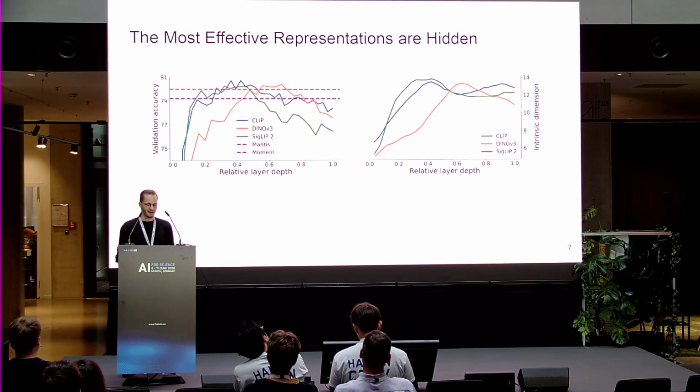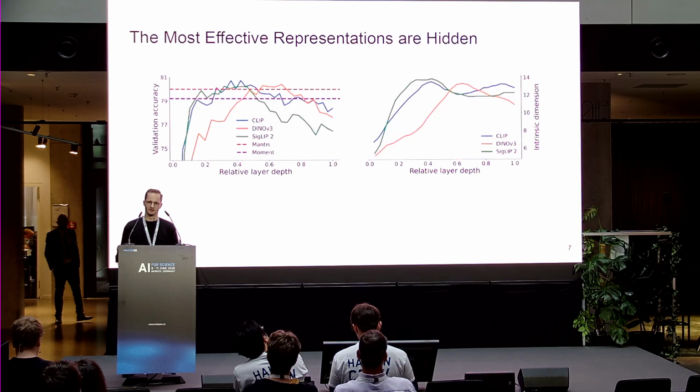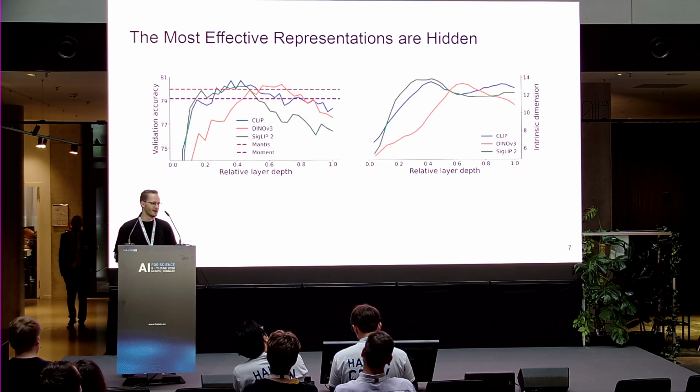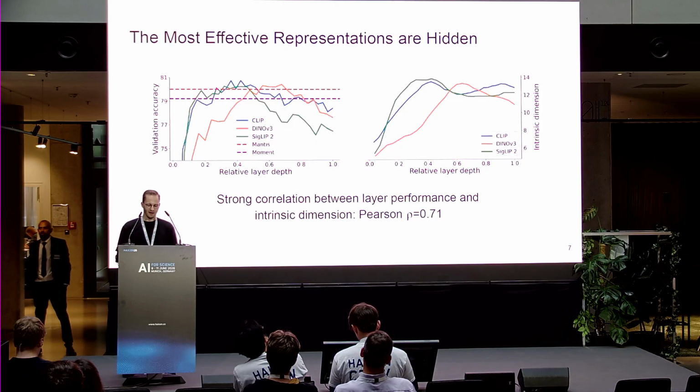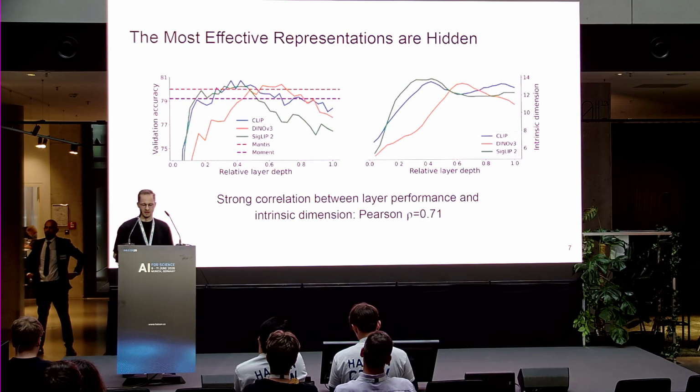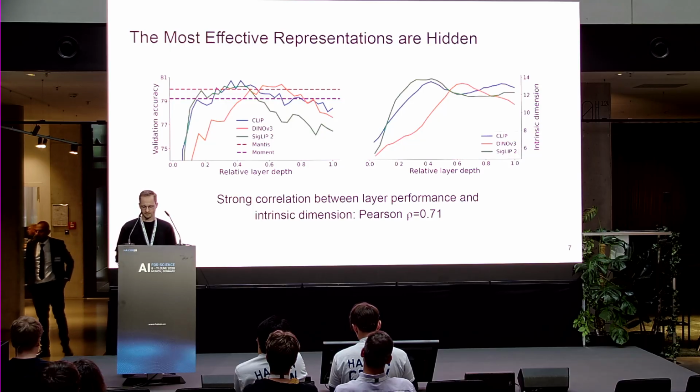We find in our work that this actually correlates with the intrinsic dimension of representations. What we use here is the 2NN estimator, and we have a look at how many variables are really necessary to describe representations across layers. We can then see that there's a strong correlation between the performance of layers in downstream classification and the intrinsic dimension of representations in these layers.